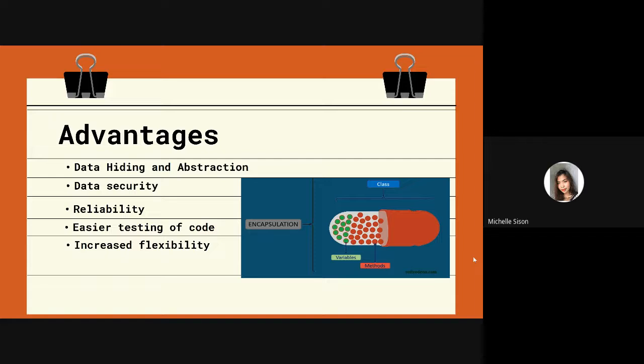Last is the increased flexibility. Class variables can be accessed by get or set methods, increasing flexibility. It is easy to maintain as the internal implementation can be changed without changing the code.